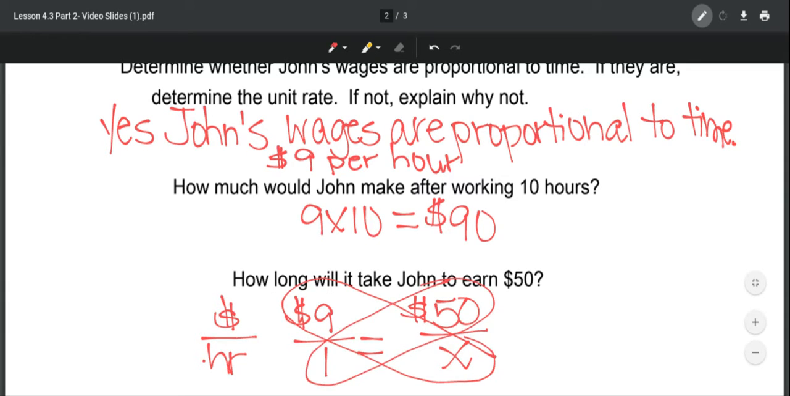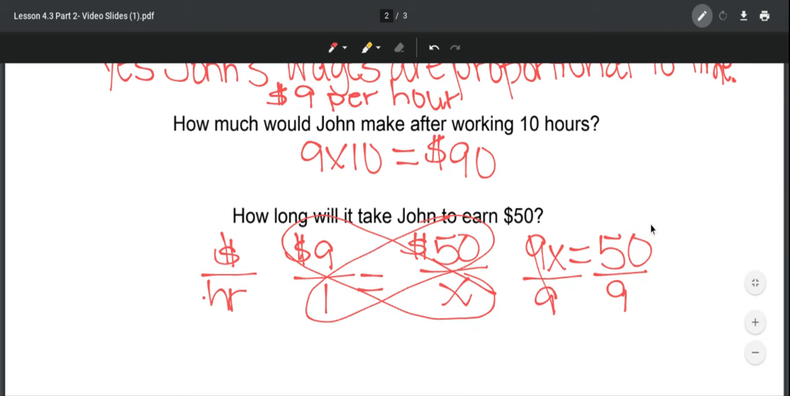When we cross multiply, we find that 50 times 1 is 50. 9 times x is 9x. So given the equation 9x is equal to 50, we determine that x, or the amount of hours that John would have to work to earn $50, would be equal to 5 5/9.